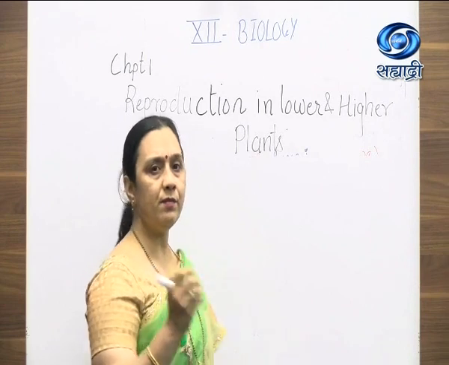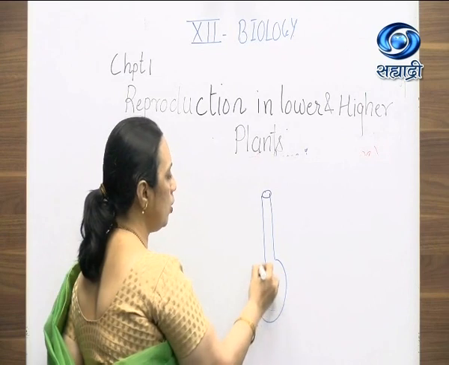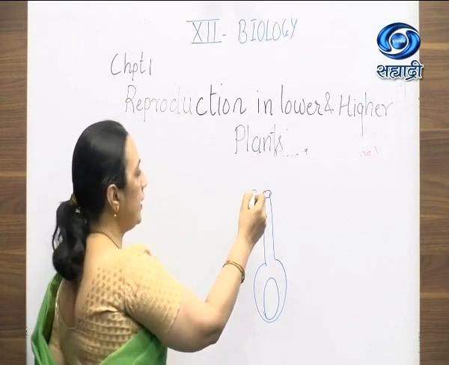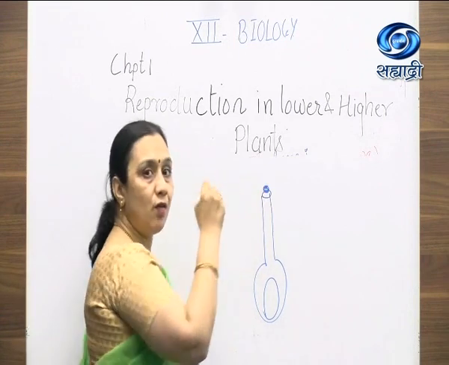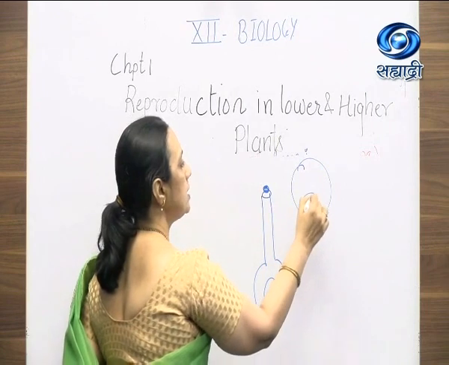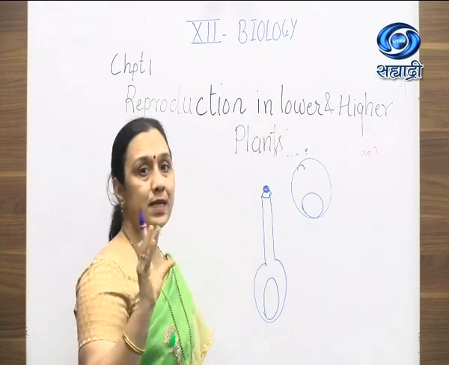So students, just a brief revision. This is the stigma, this is the style, this is the ovary. What is there in the ovary? Ovule is there, right? Now what happens? The pollen grain falls over here. When pollen grain is falling on the stigma, it is 2-cell stage. The 2-cell stage is having the smaller one, which is the generative cell. The larger one is the vegetative cell.